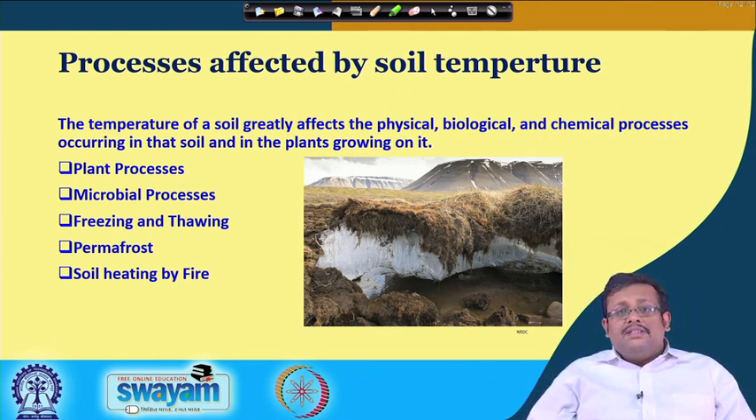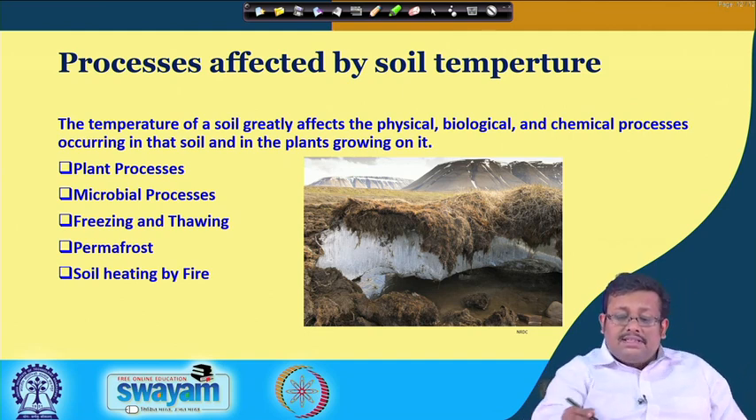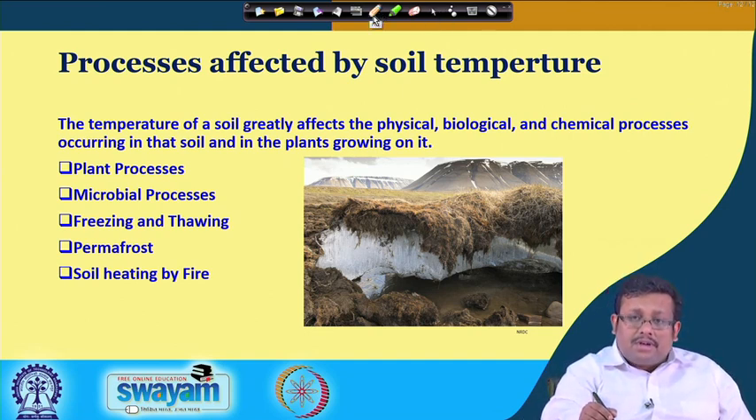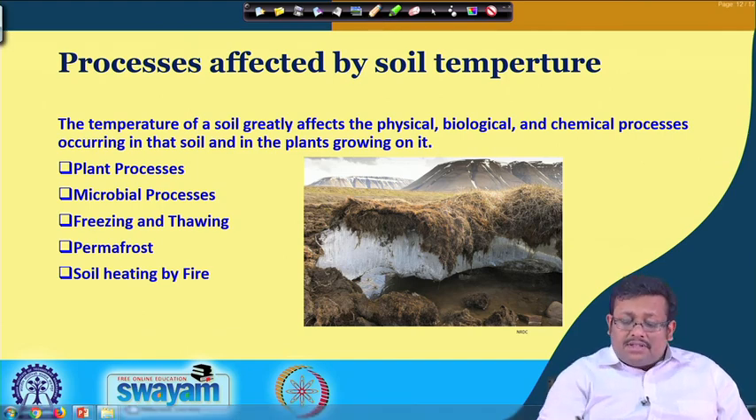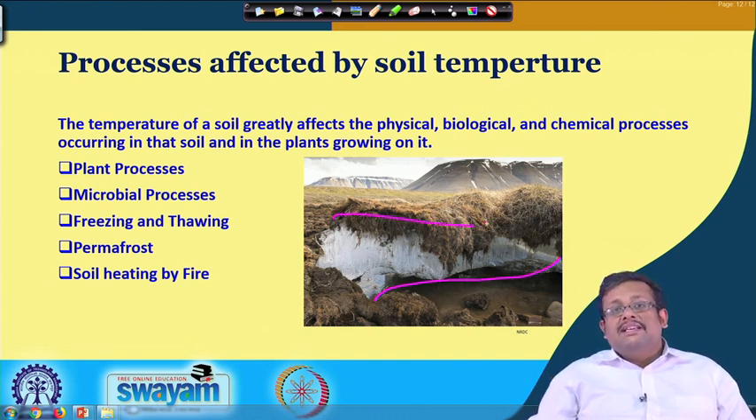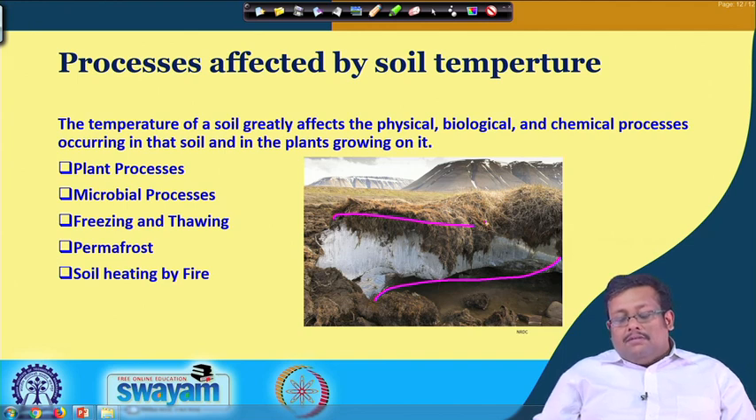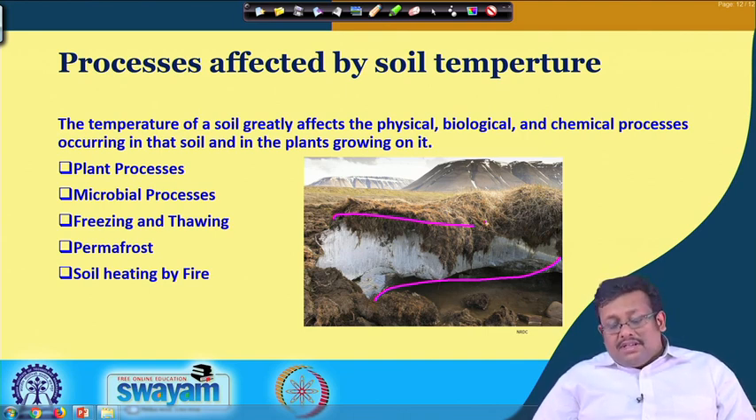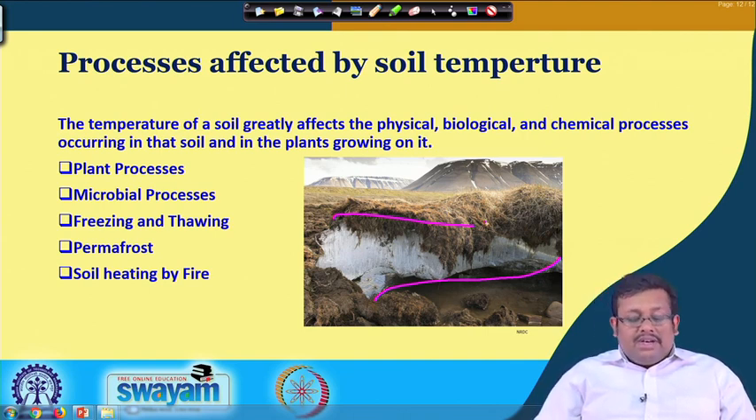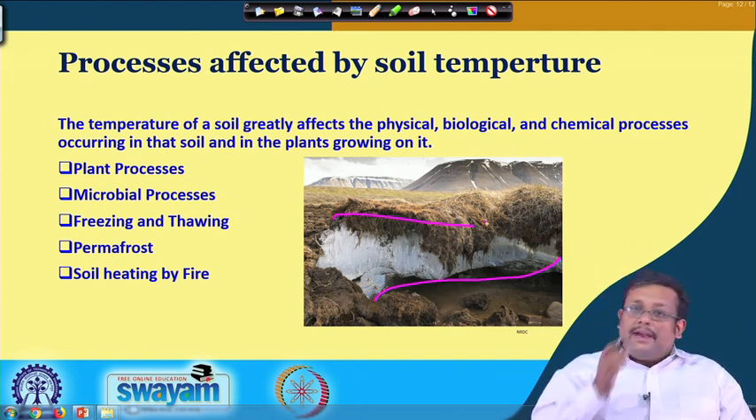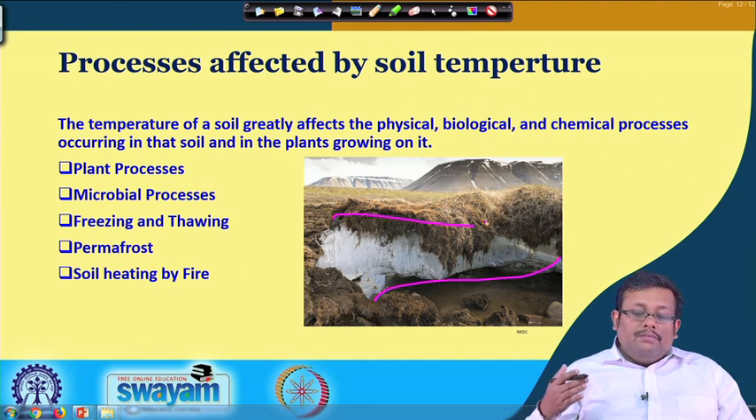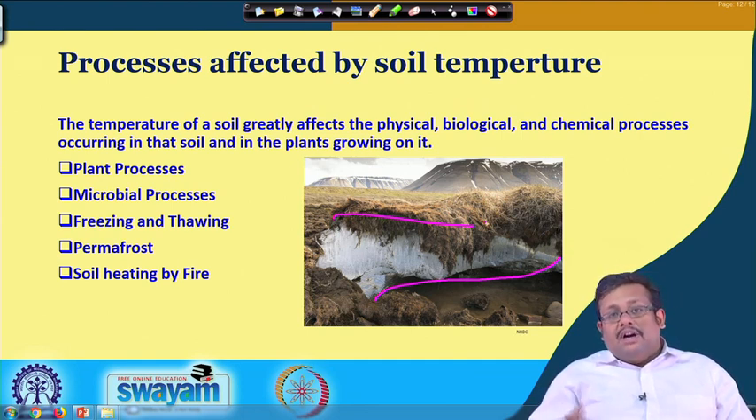Freezing and thawing is very important. As you can see in this picture, this is called a permafrost condition. We will discuss this later. Now, in this permafrost condition, a considerable portion of the soil remains frozen, and you can see this in the tundra region or in the mountainous regions, where most of the year these soils remain frozen. So, these are called permafrost conditions. And soil heating by fire is also a very important process which is governed by soil temperature.